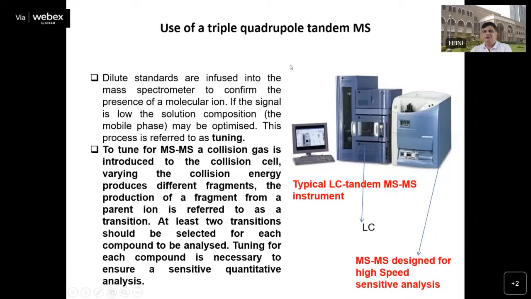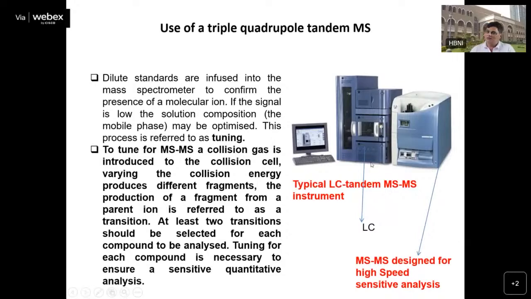So this is a use of a triple quadrupole tandem mass spectrometer. Basically it's an MS designed for high speed, sensitive analysis. To tune the MS, a collision gas is introduced to the collision cell, varying the collision energy to produce different fragments, and the production of the fragment from a parent ion is referred to as a transition. At least two transitions should be selected for each compound to be analyzed, and tuning for each compound is necessary to ensure a sensitive quantitative analysis.